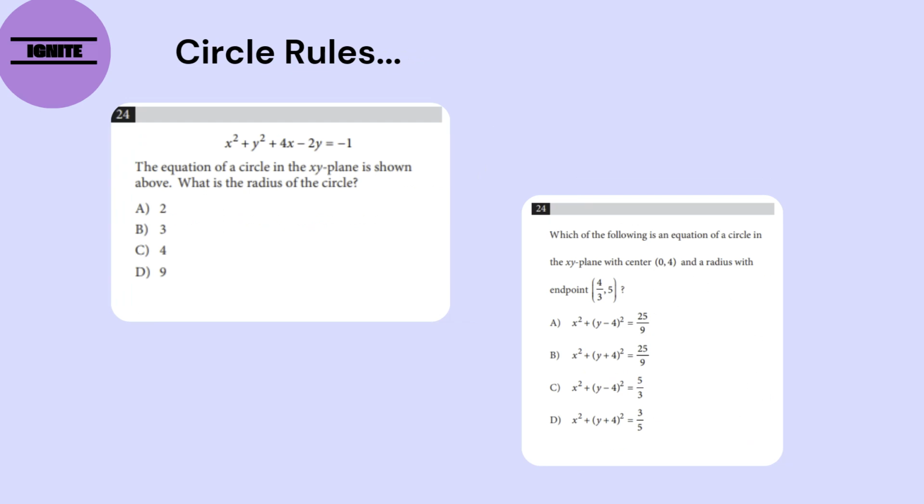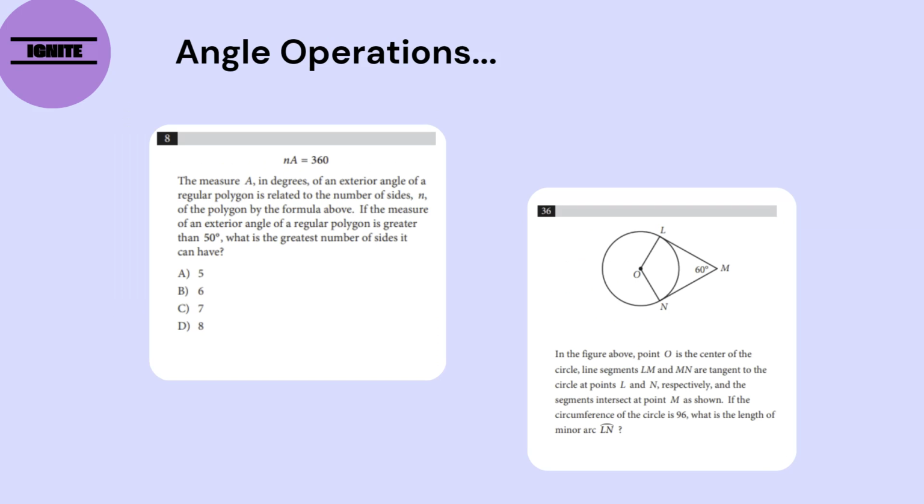Now, circle rules are going to have to do with finding an equation for a circle based on the information given. In question 24, we're just asked to find the radius of the circle, and 24 is finding the equation based on points as well.